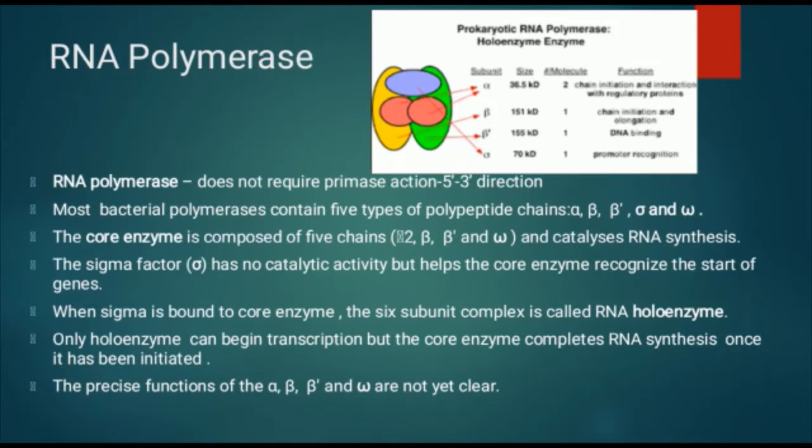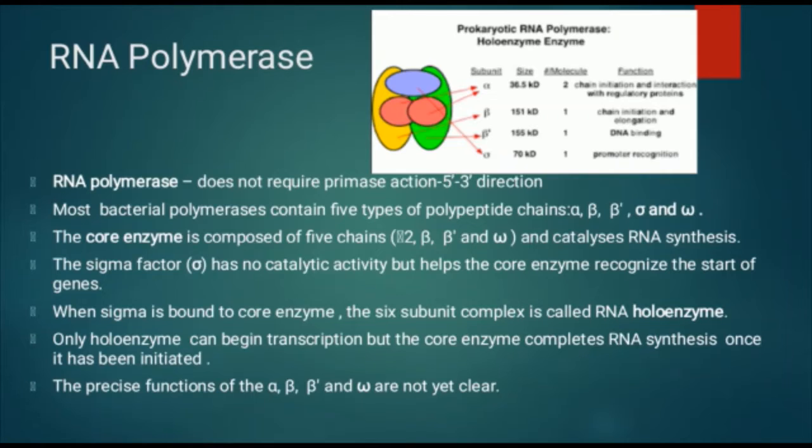RNA polymerase is an enzyme involved in transcription. I have already said, it doesn't require primase action in the 5' to 3' direction. Most bacterial polymerases contain 5 types of polypeptide chains. They are alpha, beta, beta-prime, sigma and omega.